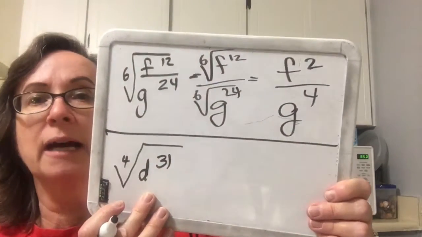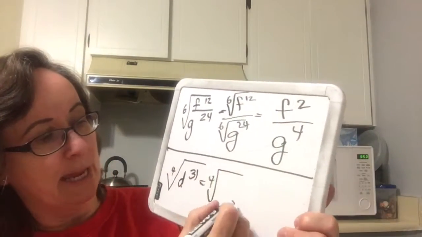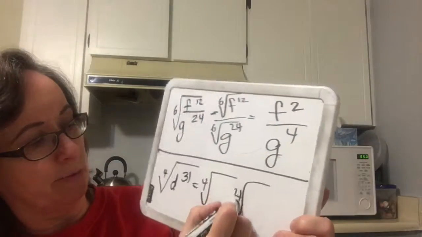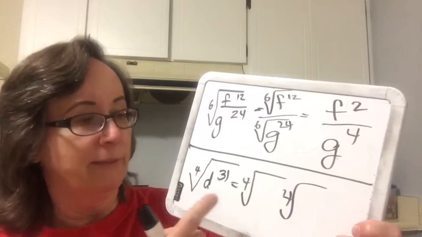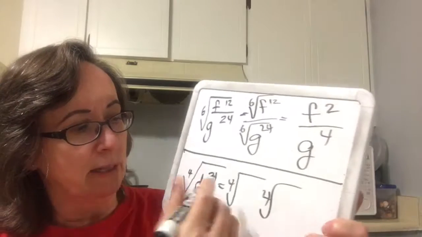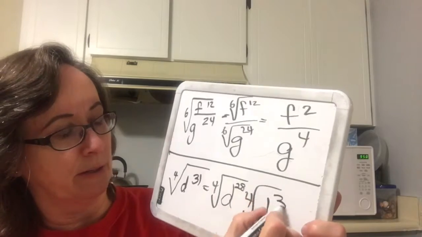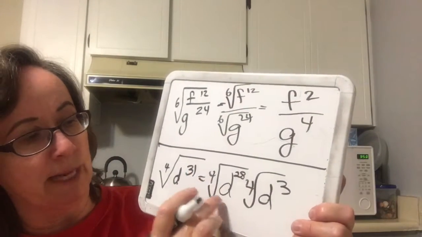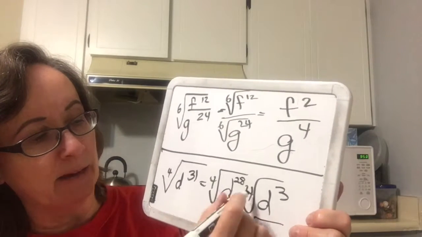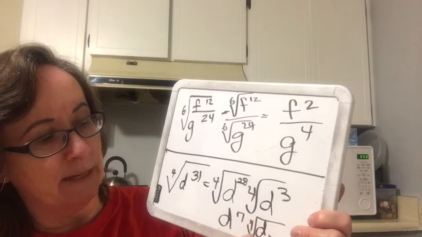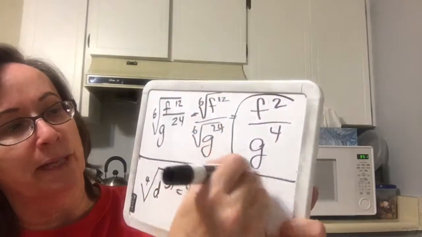This one we're going to have to break up into 2 different parts. So we're going to have my perfect radical and my leftover radical. So they're both fourths, but I'm looking for the largest multiple of 4 that's less than 31. So I'm going to put d to the 28th and d to the 3rd. So now the d to the 28th is going to pull out, since it's a fourth root, as a d to the 7. And then I just tack on the fourth root of d to the 3rd. And that would be my answer. This is my answer up here.